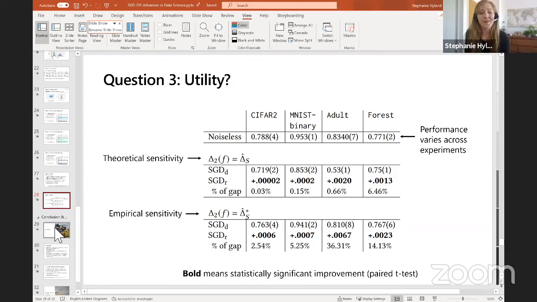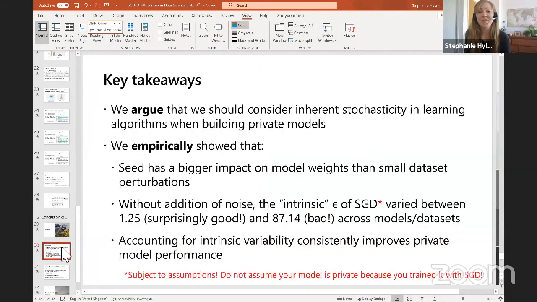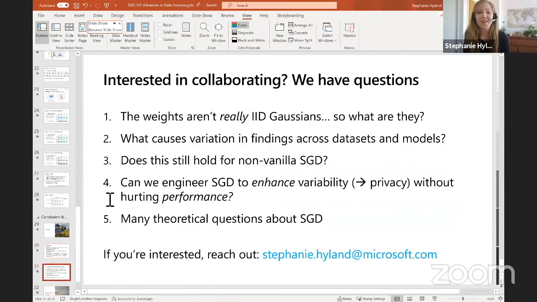Okay, I'll wrap up now. So what does any of this mean? In summary, I'd like to argue that we should be considering this inherent stochasticity when we're building our private models. Although the improvements we've seen are quite modest, they are consistent, and we think that with more engineering, we could probably figure out how to improve the improvements that we've observed. I've already gone through these results, so I'll skip to the exciting part.